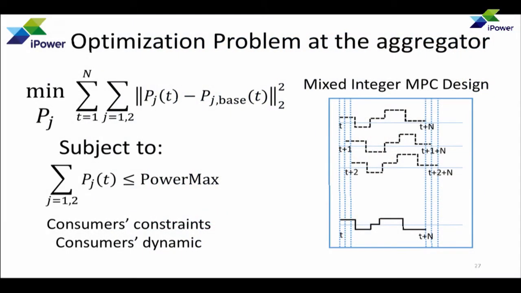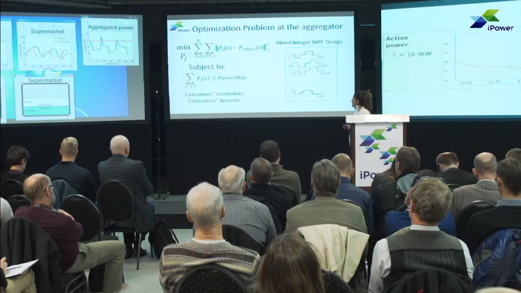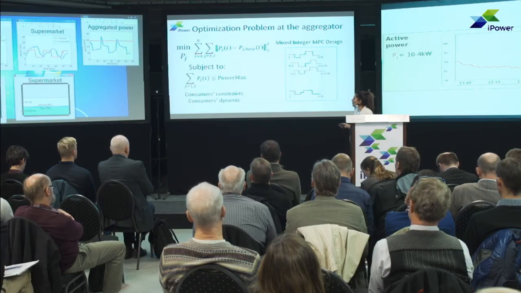The last item is the optimization problem at the aggregator. We assume some MPC controller at the aggregator, and because of the constraints and the model, this will lead to a mixed integer MPC design at the aggregator, and at each sampling time we want to minimize the deviation from the baseline. I guess you know about the MPC controller, but at each sampling time we have a power prediction and we just apply the first one, and based on this power prediction we can also provide the information that the units need during the activation.